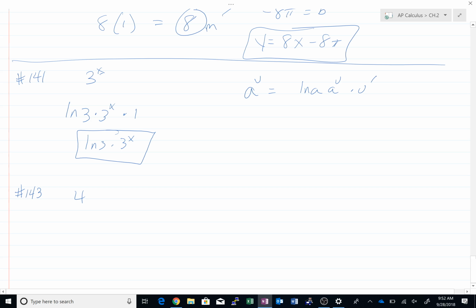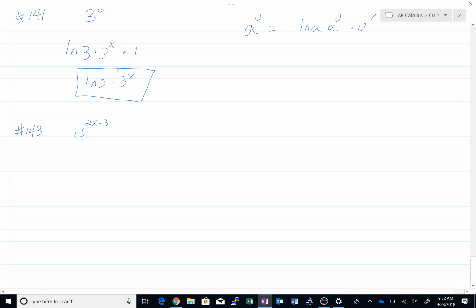4 to the 2x minus 3. All right, so ln of 4 times a to the u. So you just leave what's there. You're just rewriting it, copying it down, times the derivative of the u, which is in this case just 2. All right, and we just basically write it like this. 2 ln of 4 times 4 to the 2x minus 3.